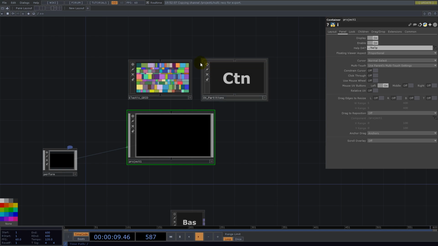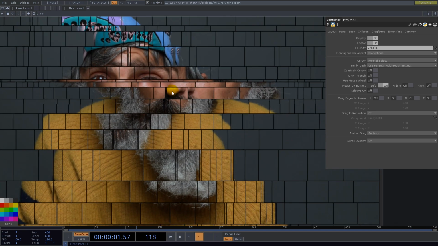In one of them, we take this a little bit further, and we build an UV out of these cells, like here. So, yeah.